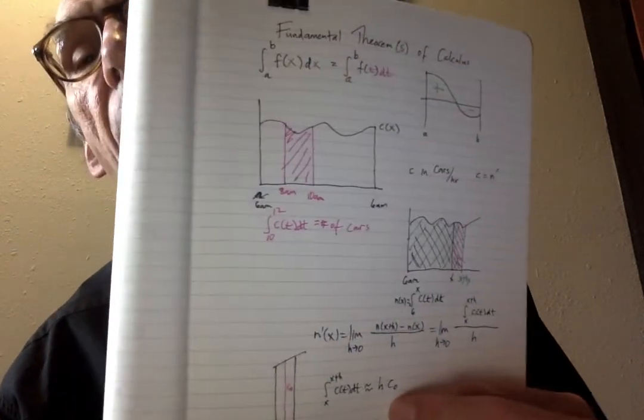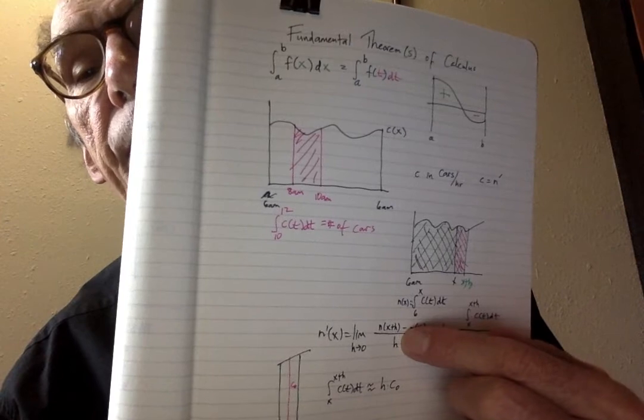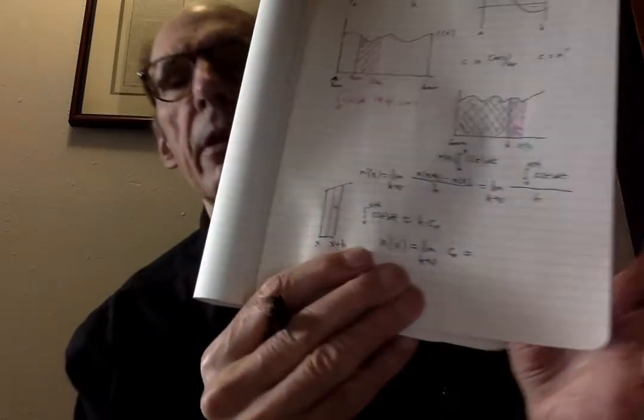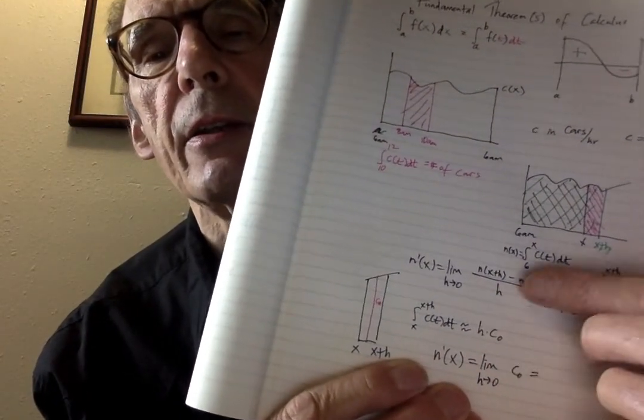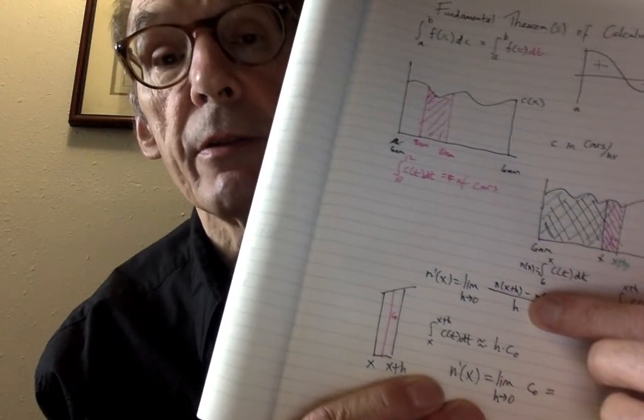Well, that's the top of this fraction. And so what we're seeing here is that n prime of x is the limit as h goes to 0 of c sub 0. The h is canceled. There was an h here, and there's an h here. They canceled. And so this is c of x. And that's the second fundamental theorem of calculus.